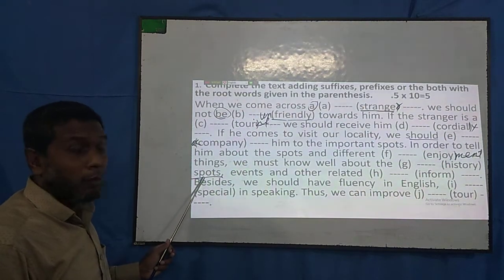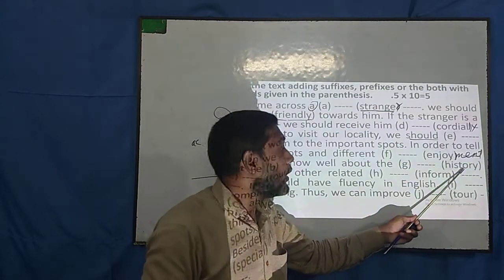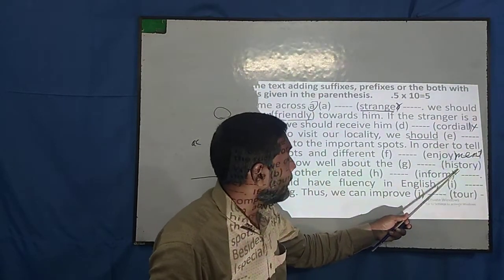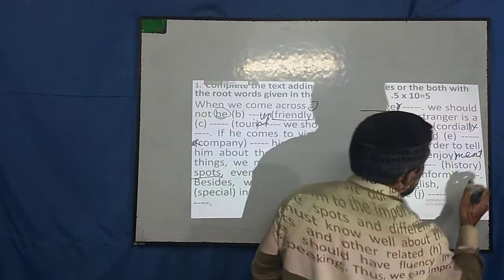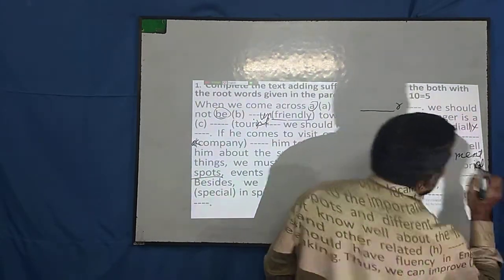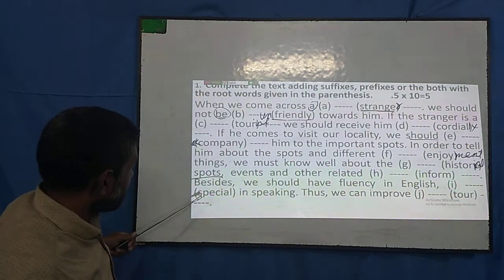Things we must know well about the, this is the, so a noun is here because after the noun should be in plural. So before the noun, this will be an adjective, I know. As it will be an adjective but the word is in a noun form, I will change it to historical. Okay, so how easy it will be for you?